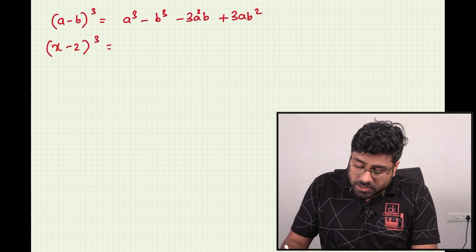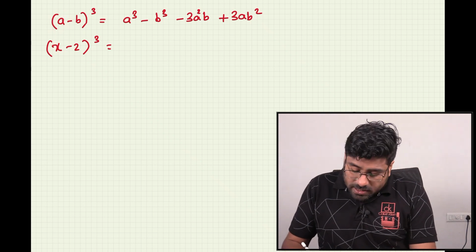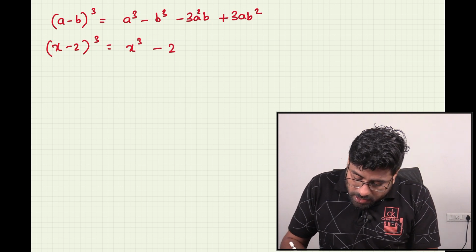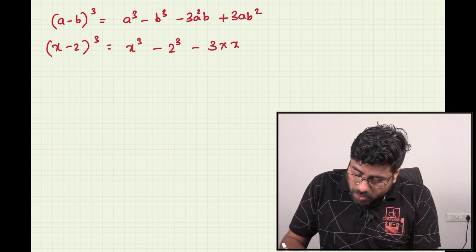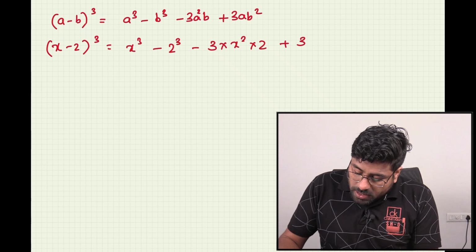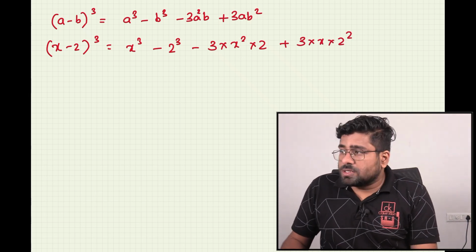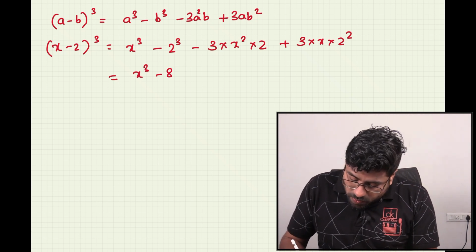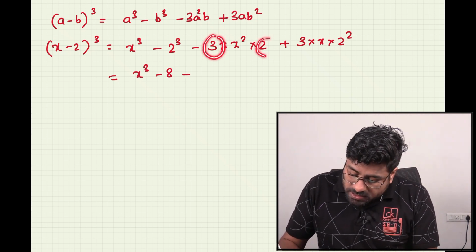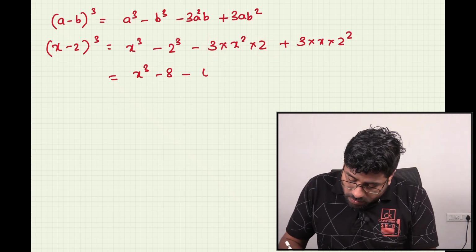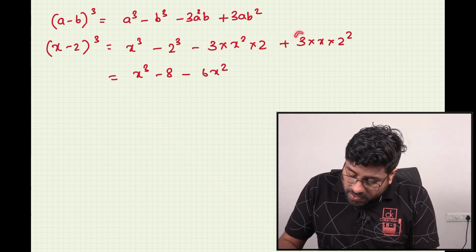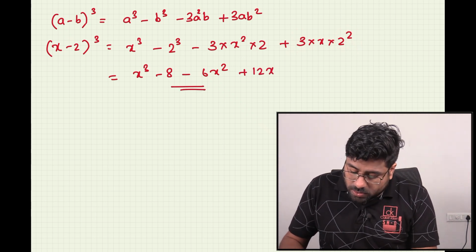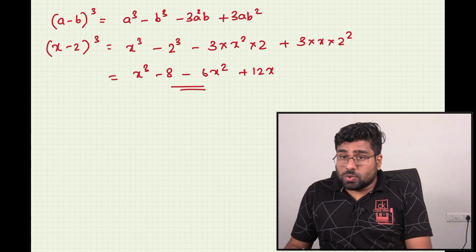So let's do the expansion where a takes the value of x and b takes the value of 2. That is going to be x cube minus 2 cube minus 3 into x square into 2 plus 3 into x into 2 square. So this is going to be the expression. Now let's simplify the expression. This is going to be x cube minus 8 minus, what is minus 3 into 2? It is going to be minus 6, so minus 6x square, and you have a 3 into 4 which is equal to 12, so that is going to be plus 12x. So this is going to be the expression for x minus 2 the whole cube.